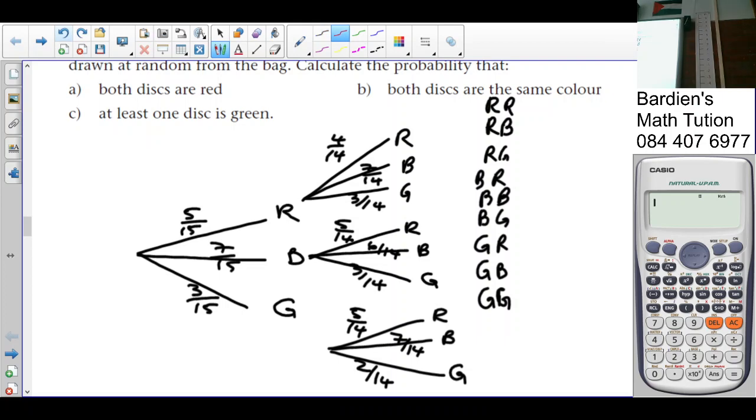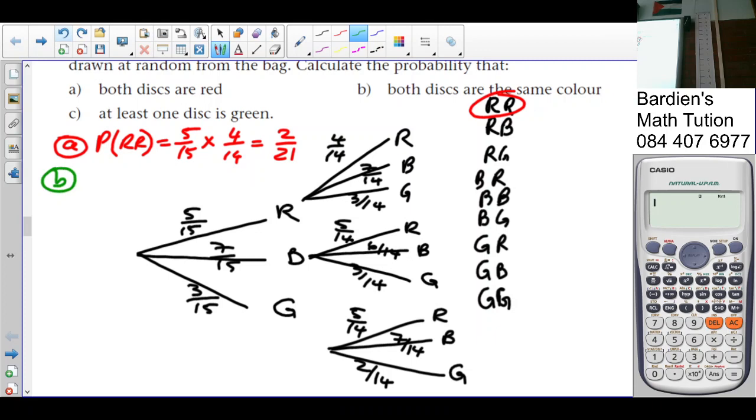Both discs are red. The only option I have is that one there. That's all. So both are red. The probability of RR is going to be 5 over 15 multiplied by 4 over 14, which gives us 2 over 21. Any confusion there? No? Let's look at B.